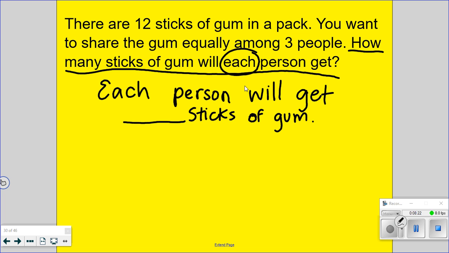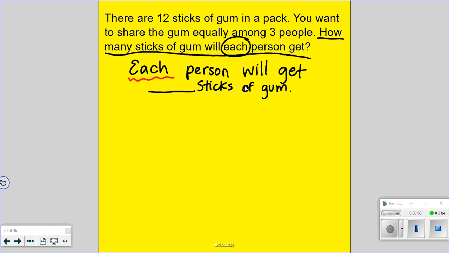The key part here is exactly what Connor started us out with. Each. I'm not just saying there's so many sticks of gum. I already know that. It tells me that in the first sentence. I do need to figure out how many each person is getting.